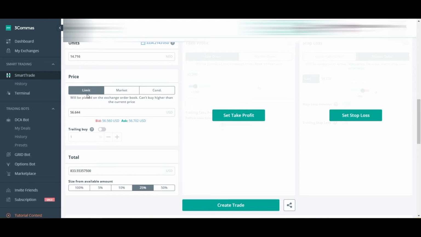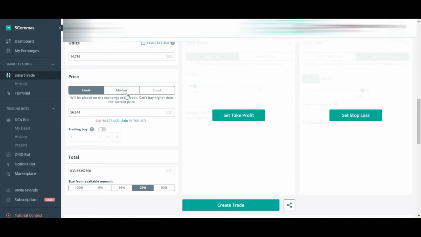But if you wanted to do a limit, that means you're just setting the price that you would like to buy your coins at. So you can say, I want to buy this coin at $56.64. And it would go out to the market, it would hold the order until the price reaches this. And as soon as the price reaches it, it would go ahead and execute your order, and you would have purchased your coins.